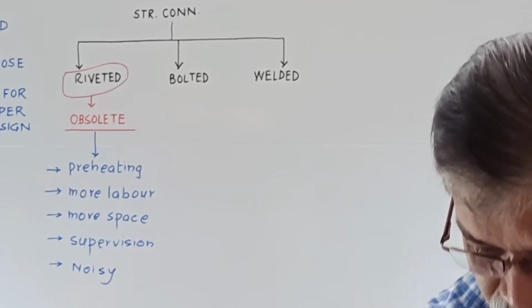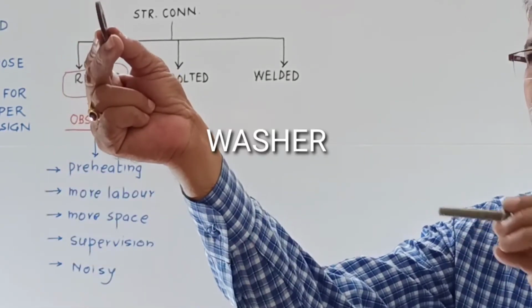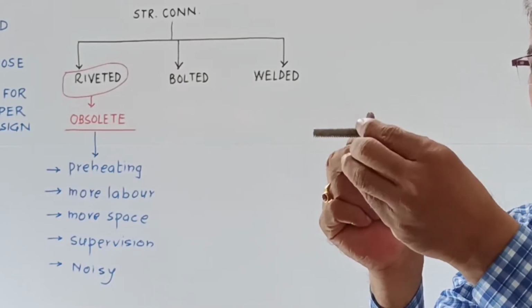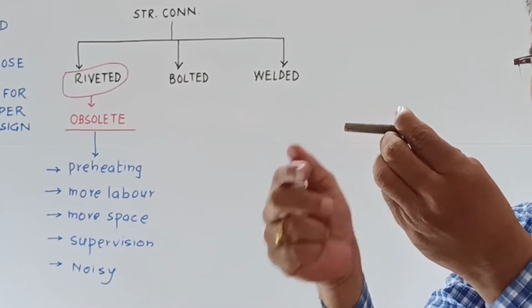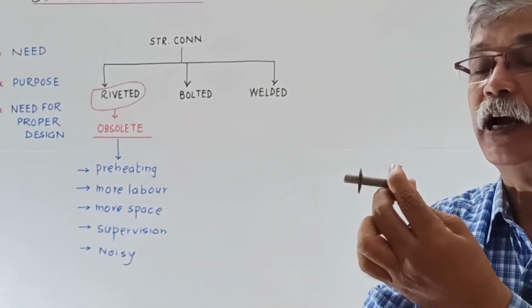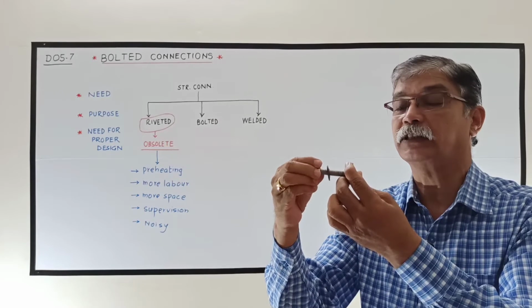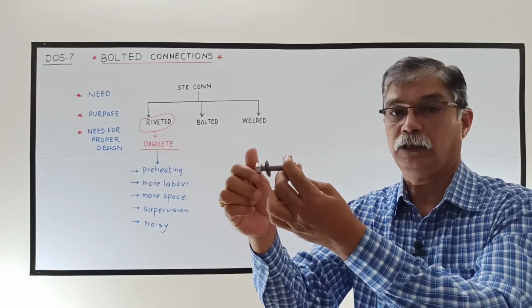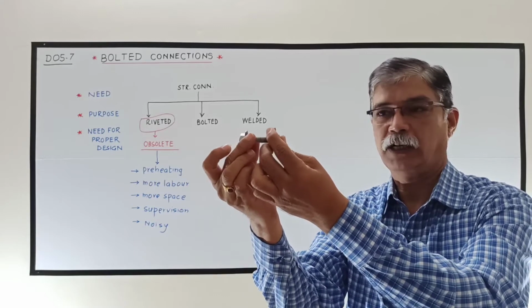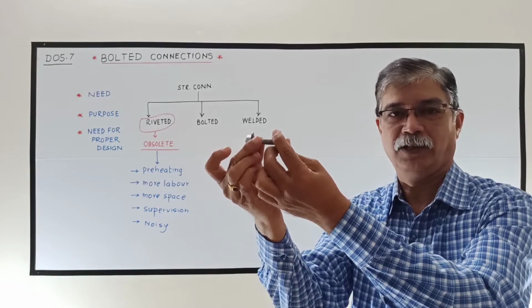Okay? Now, these are the washers. So, washers are placed between the head of the bolt and the member. The member will be there. One more washer will be placed over here, and then this nut will be placed like this.